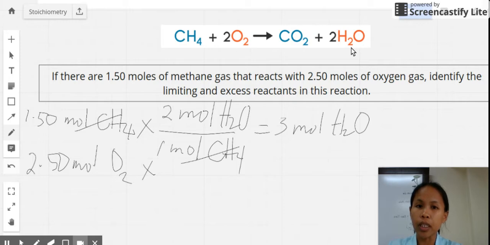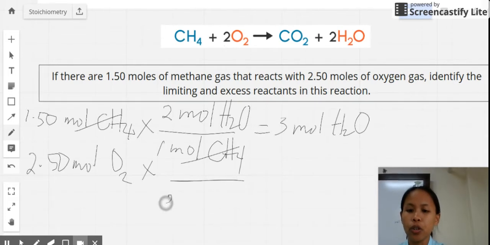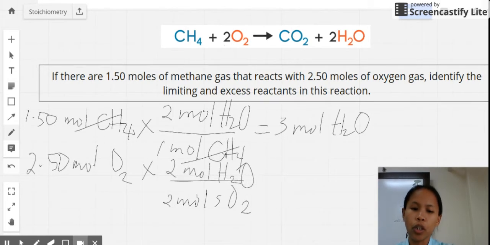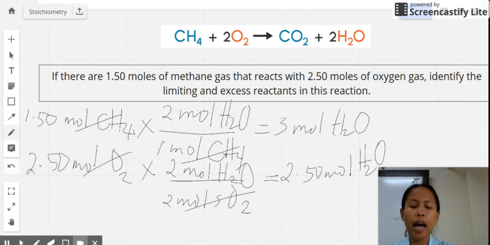When we talk about limiting and excess reactants, you have to focus on only one substance in the product. So be consistent. The ratio between water and your O2 is 2 to 2. So we put 2 moles of O2 below, because we need to cancel out O2, and of course 2 moles of H2O above. You cancel out mole O2, and 2 over 2 is just 1, so you'll get an answer of 2.50 moles of water. So in this case, we have two answers.